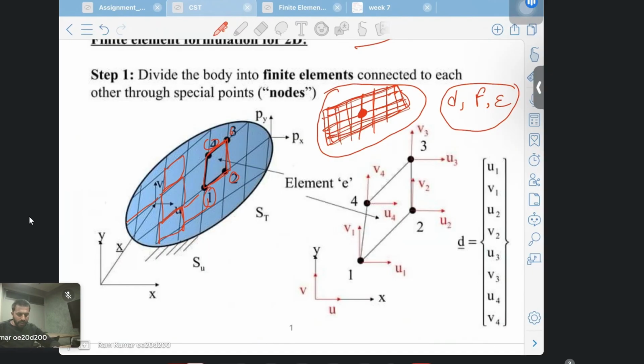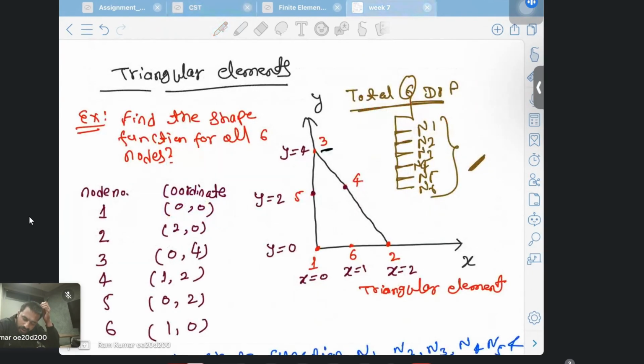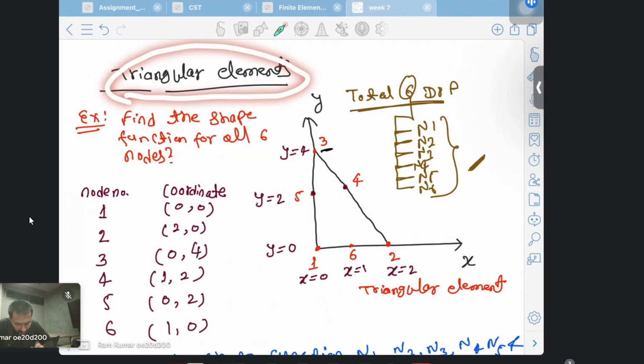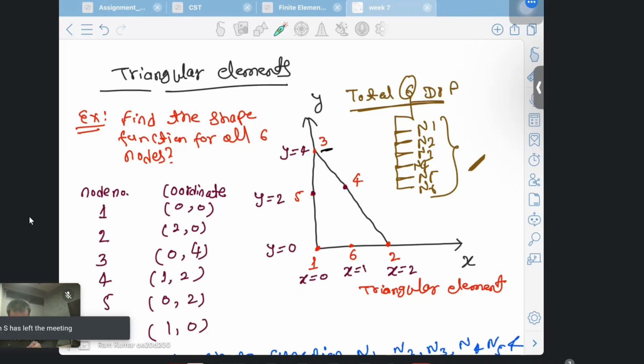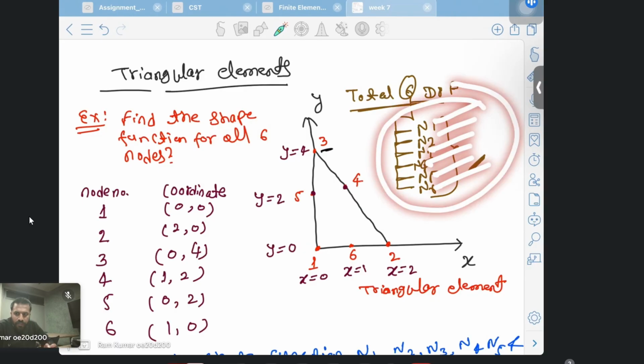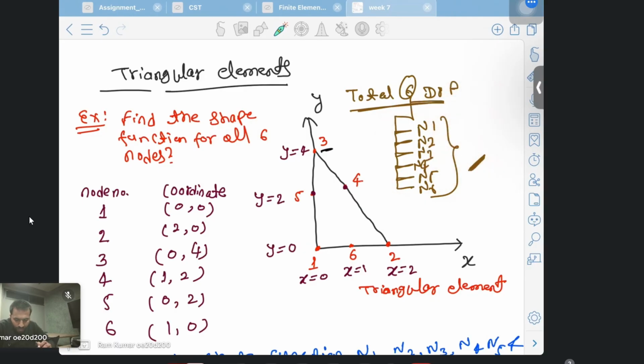So from where I started, I will just explain once again. This is one of the triangular elements. It is having 6 nodes, node 1, 2, 3, 4, 5, 6, and we need to find the shape functions for this triangular element. We need to find all 6 shape functions because it has 6 nodes: N1, N2, N3, N4, N5, N6. These are our 6 shape functions that we have to find.